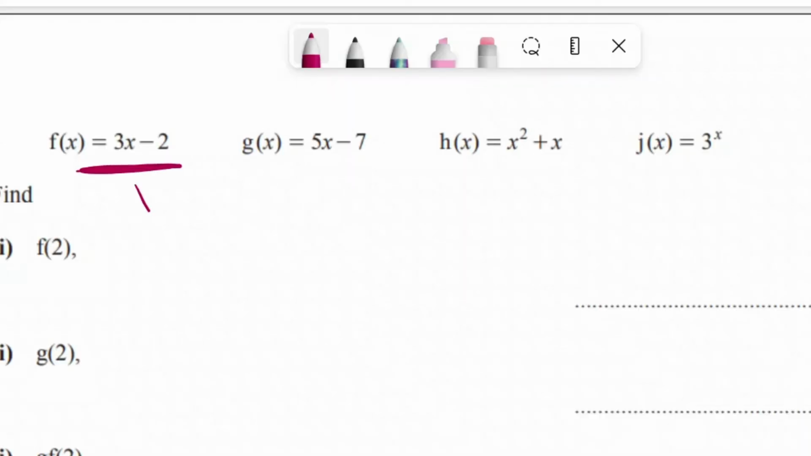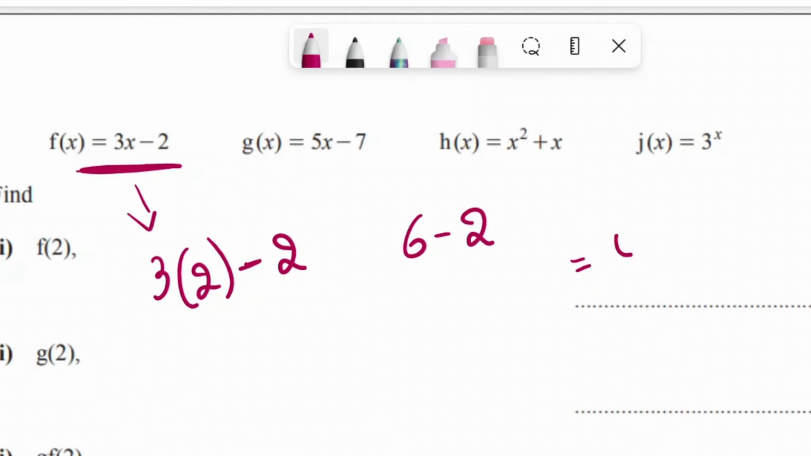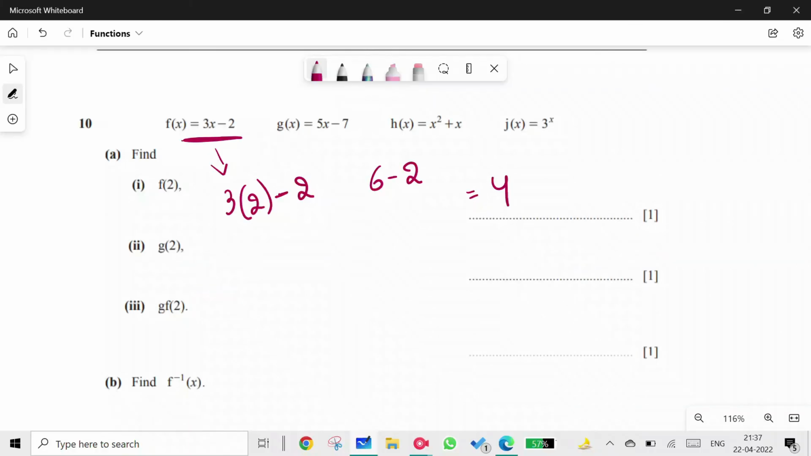So here I'm going to take 2 instead of x. So I get 6 minus 2, which is 4 as my answer. Next, find out g of 2. G of 2, again use the same logic. You have 5x minus 7 as g of x. So g of 2 would simply be 5 into 2 minus 7, that is 10 minus 7. So the answer is 3.